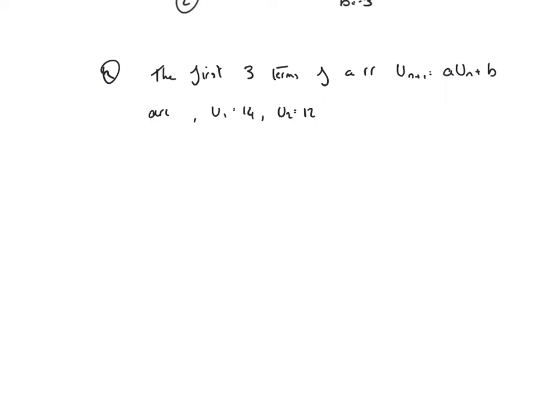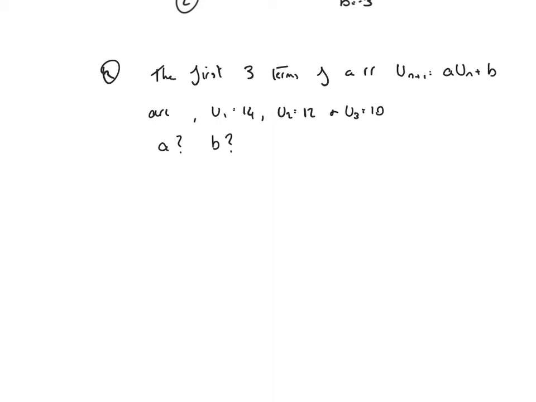Okay, example 2. The first 3 terms of a recurrence relation u(n+1) equals aun plus b are u1 equals 14, u2 equals 12, and u3 equals 10. Okay, and the question's asking me to find A and B.